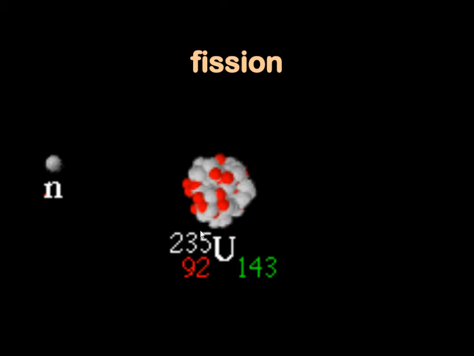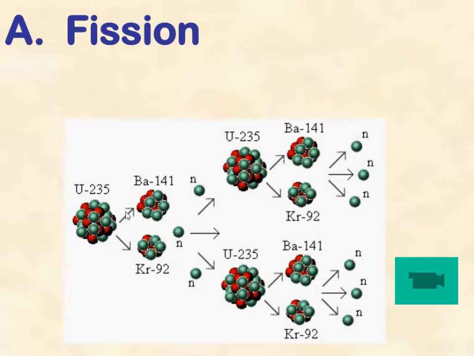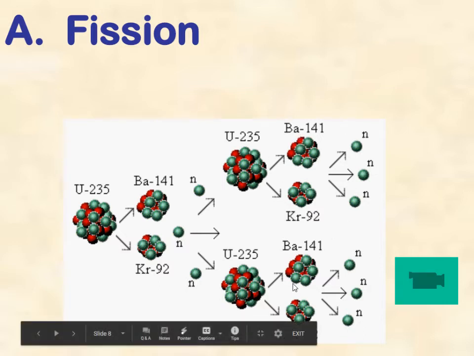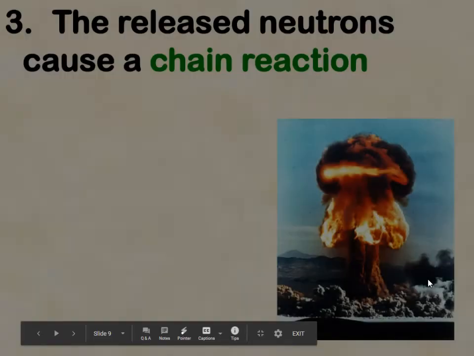So fission, this is uranium 235. You see it is unstable. Once it occurs, you see how it splits into barium and krypton. Krypton 92, barium 141, will break into these as you have your neutron keep on coming from this reaction. So it is a chain reaction in fission.